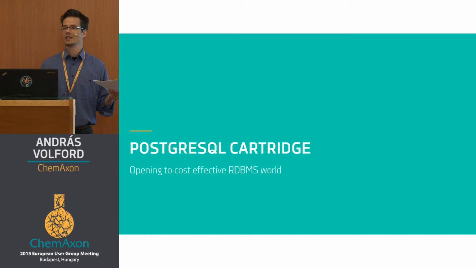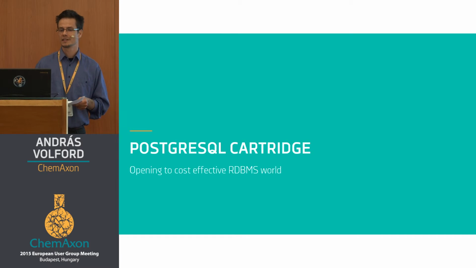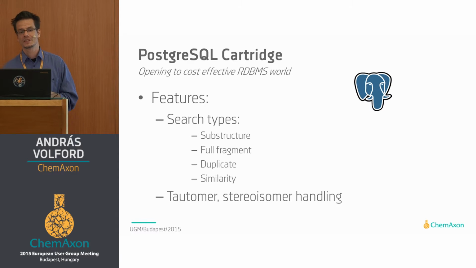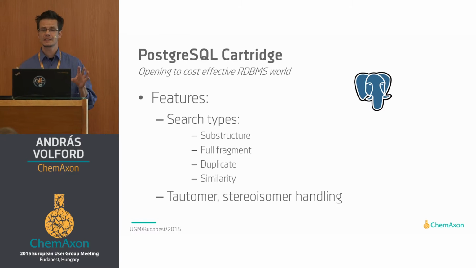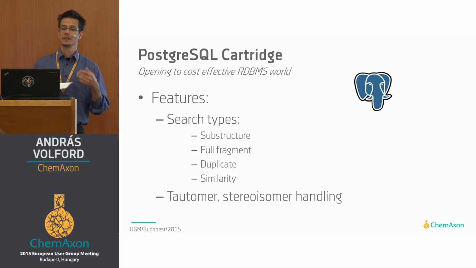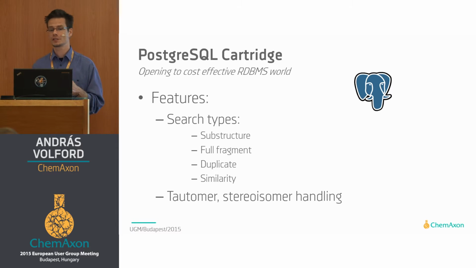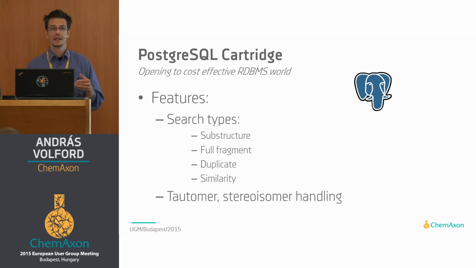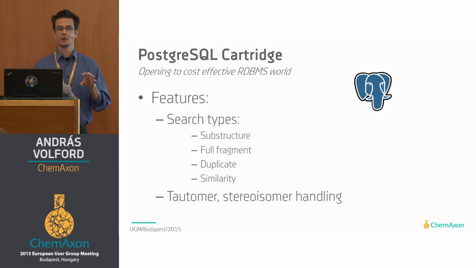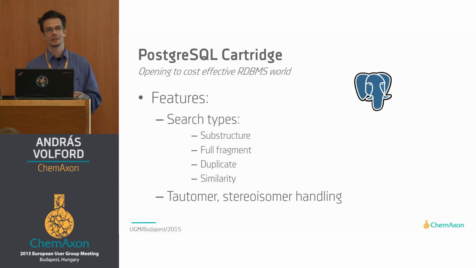And a brand new product. I'm very proud of it. This is the Postgres Cartridge, where ChemAxon is opening to the cost-effective RDBMS world. It currently has the basic functionality, the basic search types like substructure, full fragment, duplicate searches, similarity searches with chemical hashed fingerprint and tautomer metrics. It can handle currently molecule entities, but it has the stereoisomer and tautomer handling.